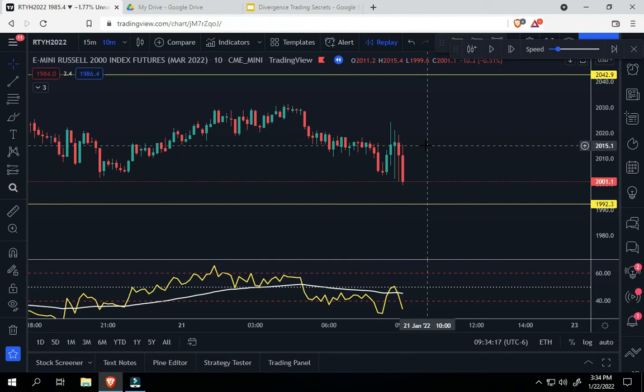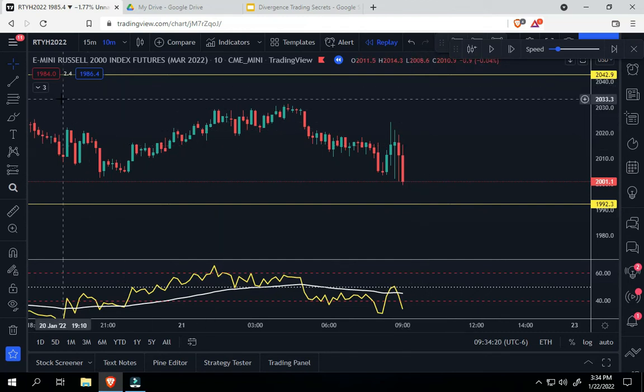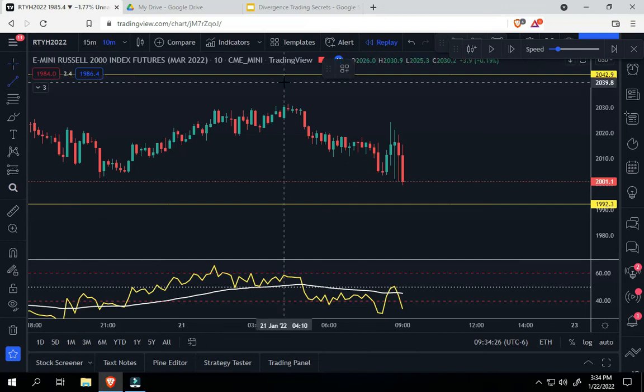All right, so when you're looking for divergence, we're in a downtrend right here, right? We're going down.